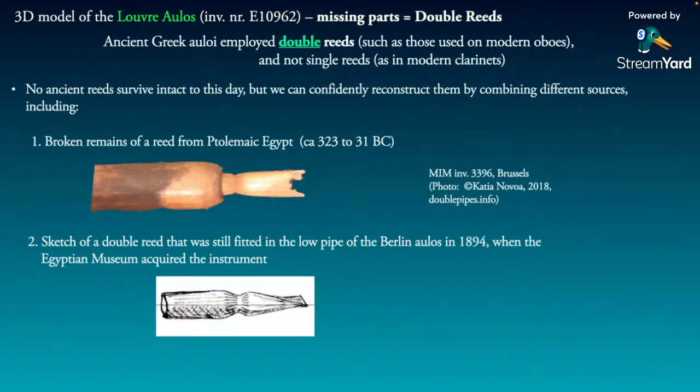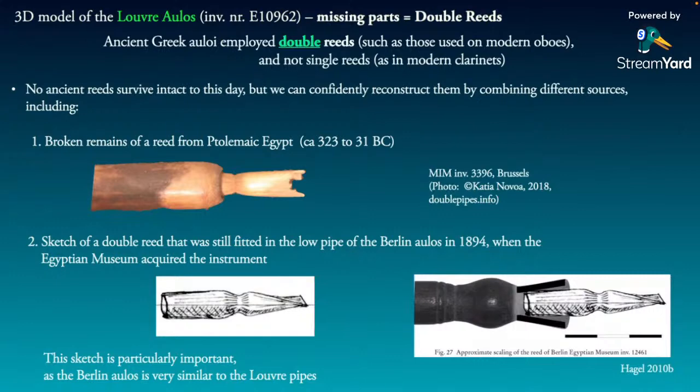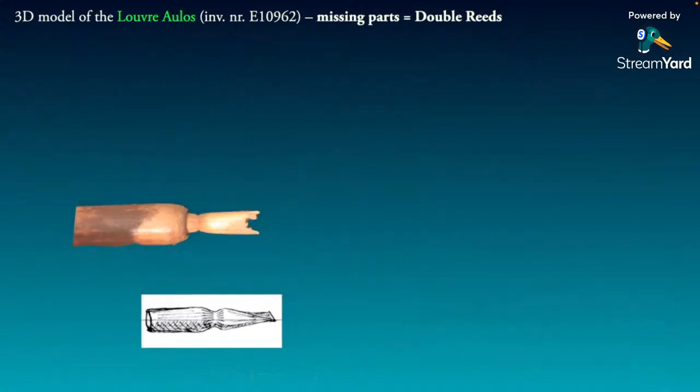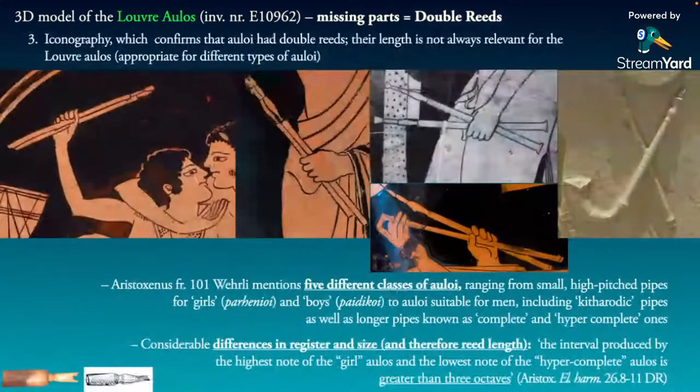And this particular sketch is very important for the case of the Louvre aulos, because it is very similar in design, not identical, but very similar to the Louvre pipes, as is shown in an article by Stefan Hagel. So this is very important evidence for us. A third source, very important also, is iconography, which clearly confirms that the aulos had double reeds.